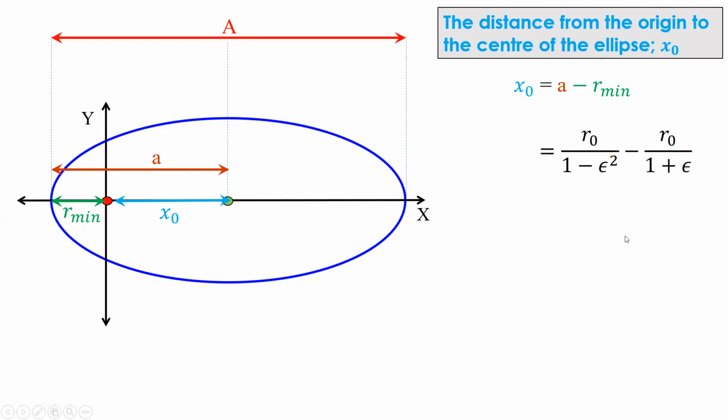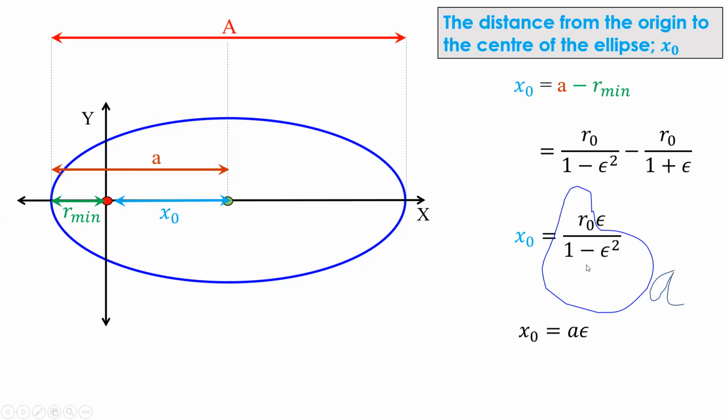We substitute that and on simplification we will get x naught is equal to r naught epsilon divided by 1 minus epsilon square. But this value is a, the semi-major axis. So we can write it this way. That means the eccentricity is the ratio of x naught and the semi-major axis.